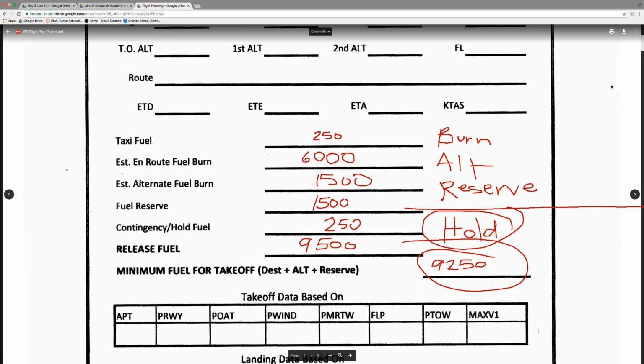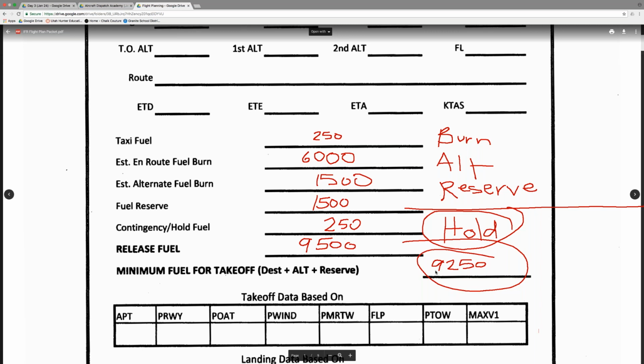Garrett, I looked down for a second. So the taxi fuel then is on the other end of the trip, right? Taxi fuel doesn't count at the destination. Taxi fuel is at the departure airport, so we're just planning on burning that before we even take off. So if we get to the runway and we have 9,400 pounds, that's fine. We can take off. We don't have to do anything.